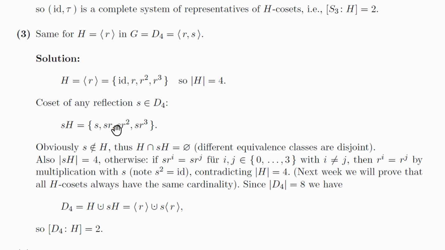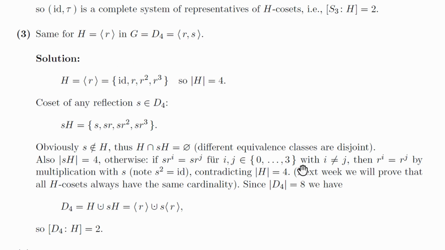And those here are 4 different elements. You could say, well, obviously, but it might happen that this here, for example, is equal to this here. But if this were the case, if I had this equality, then I could cancel the s by multiplying with s inverse or s itself. It's a self-inverse element. So it would follow that r to the i would be r to the j, which is not possible if i and j run between 0 and 3, because those here are always different rotations by different angles.